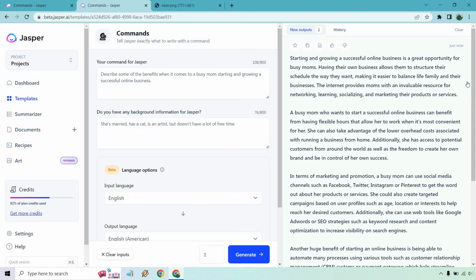The internet provides moms with an individual resource for networking, learning, socializing, and marketing their products or services. Let's see, can benefit from having flexible hours that's most convenient for her. Can take advantage of the lower overhead costs associated with it. So these are really good. These are a lot of objection breakers, I guess you could say, depending on what the business is, right?